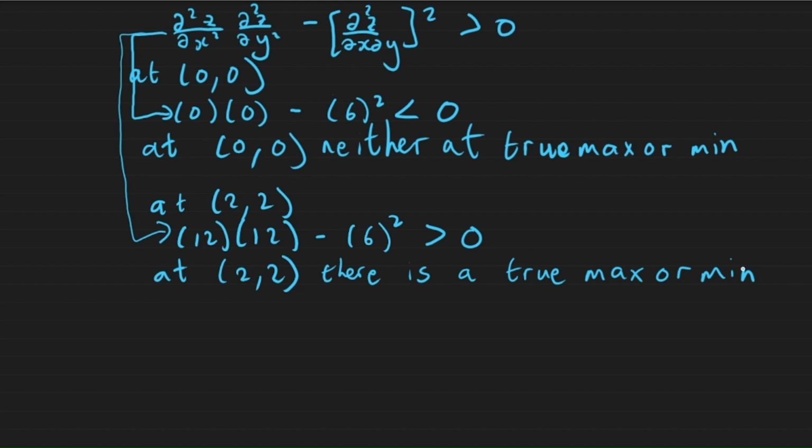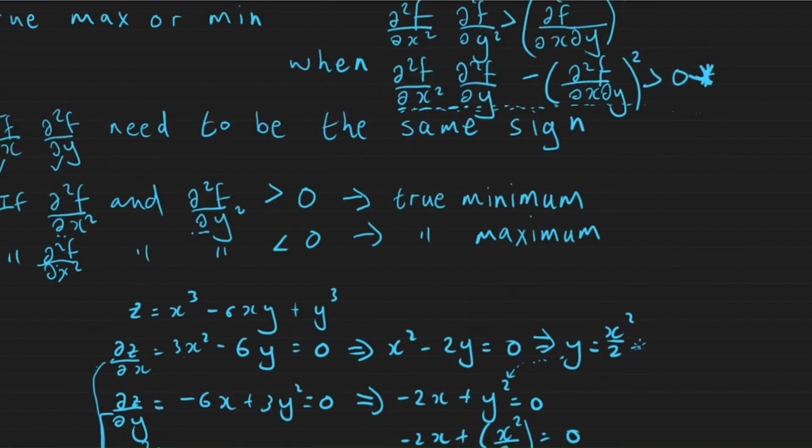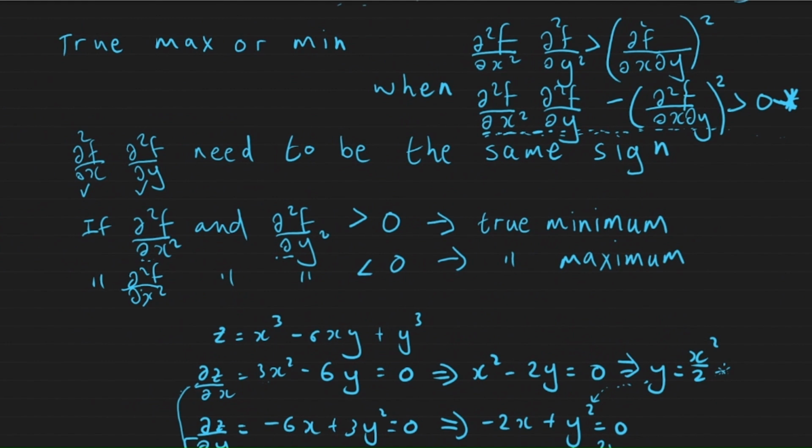We just use the signs of the derivatives. You can just go back up. We see that if the second derivative with respect to x and the second derivative with respect to y are greater than 0, then we have a true minimum. And if the second derivatives are less than 0, then we have a true maximum. So now let's look at the signs of the derivative.